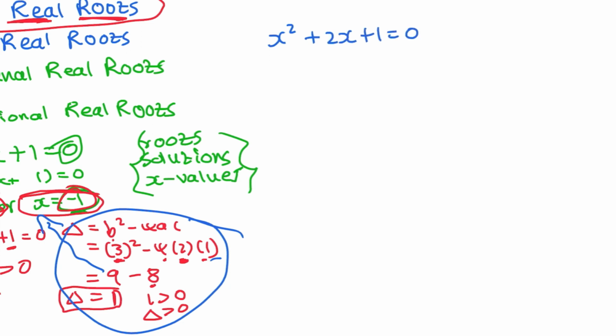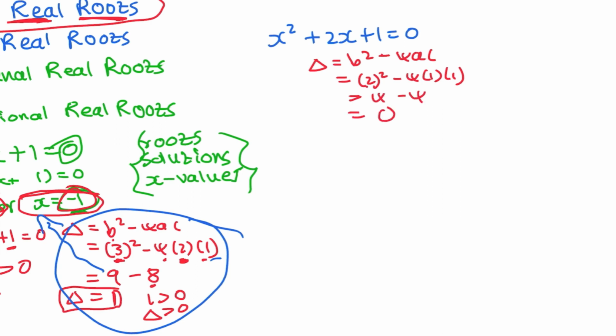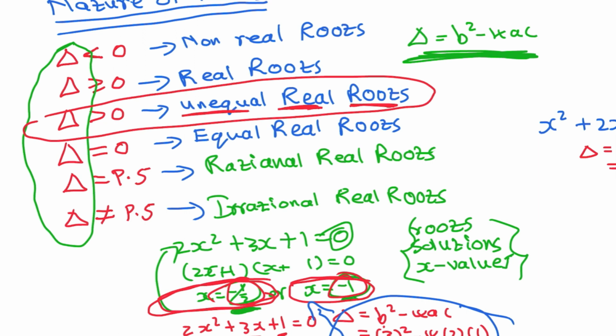Let's start by checking the delta. Delta will be b squared minus 4ac. Let's see, b is 2, so 2 squared minus 4 into 1 into 1. 2 squared is 4, minus 4, which is basically 0. We know that when our delta is 0, we expect equal real roots, meaning the x values are going to be equal.